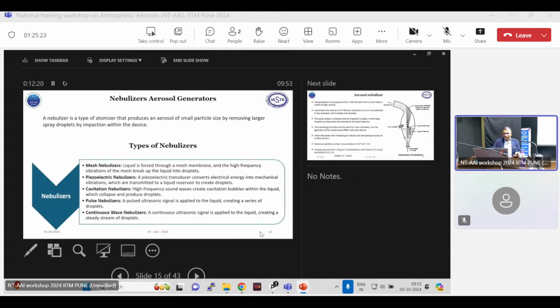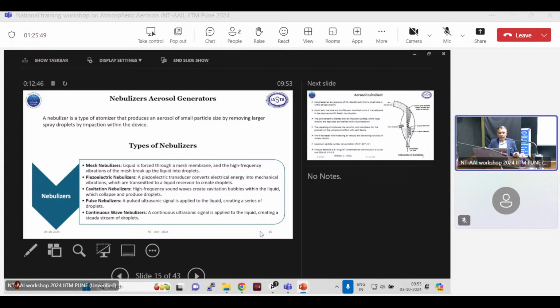Then nebulizer; basically, a nebulizer is also one kind of atomizer. Here the droplets are generated in the same way, but it has a slightly different meaning, because nebulization can be carried out by piezoelectric nebulization or cavitation. When you create cavitation inside the fluid, it will create some bubbles and generate the droplets.